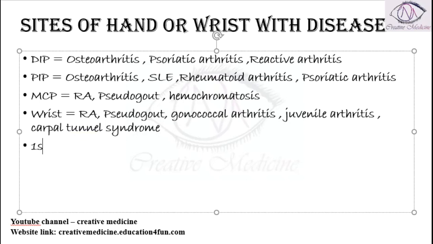Then the first carpometacarpal joint. The first carpometacarpal joint is involved in osteoarthritis. Then the tendon can result in De Quervain tenosynovitis.